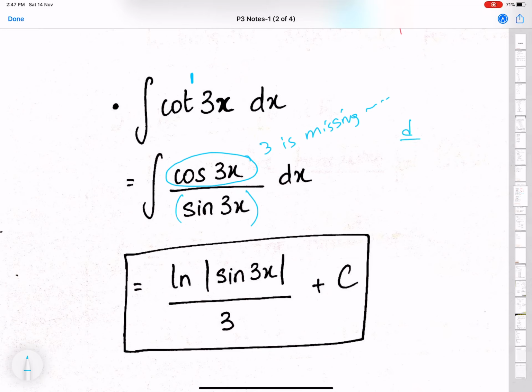3 is missing in the differential. If someone is weak in differentials, then he would think, how would I say that 3 is missing? Because if you know the differential of sine 3x, it will be 3 cos 3x. So see, this 3 is missing. So you need to divide your answer ln sine 3x by this 3. This is a way to integrate cot power 1 3x. And this is the application of basic formula number 2, the best application of basic formula number 2.